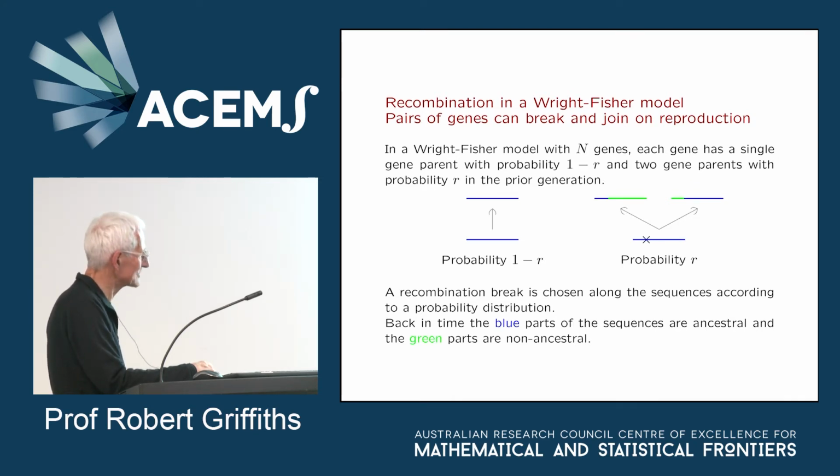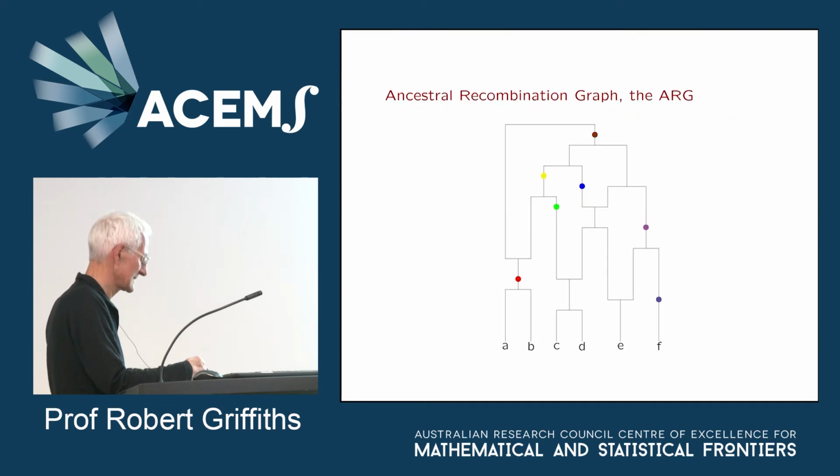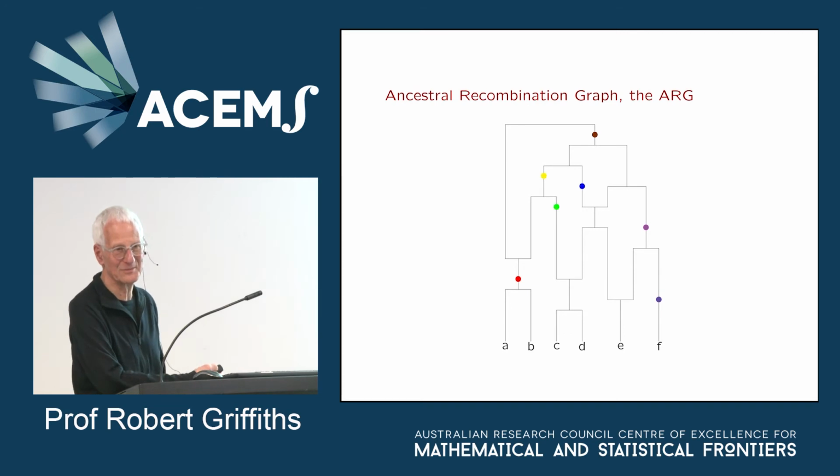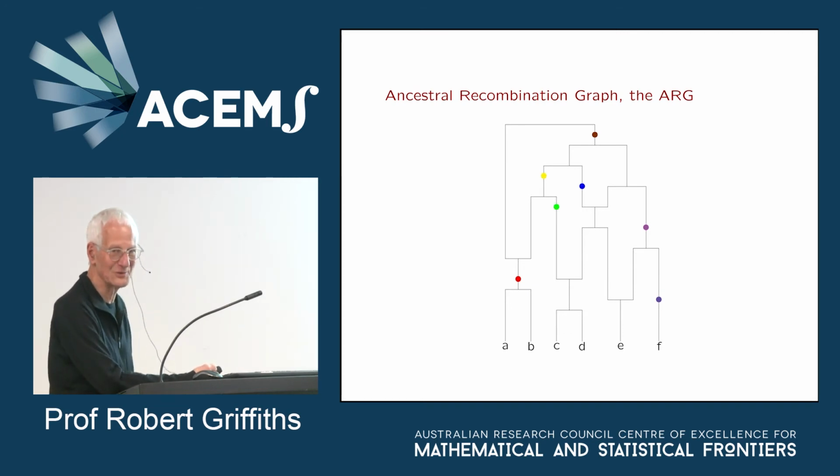So that happens with a probability, say, R, or with probability 1 minus R, this doesn't happen. And the recombination break is chosen along the sequences according to a probability distribution. So the green parts are non-ancestral to the current population here, and the blue parts are ancestral. That's a very simplified view of recombination, which is quite complicated in real life.